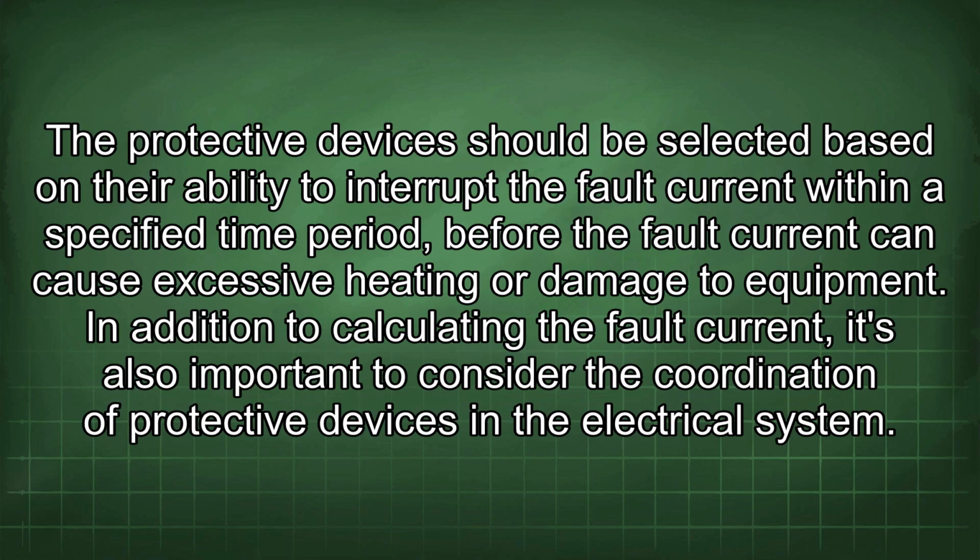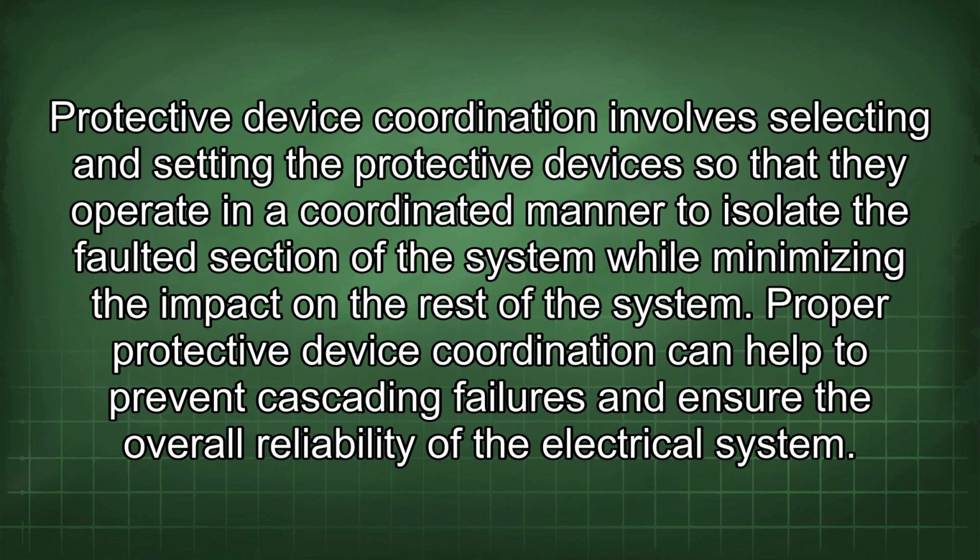In addition to calculating the fault current, it's also important to consider the coordination of protective devices in the electrical system. Protective device coordination involves selecting and setting the protective devices so that they operate in a coordinated manner to isolate the faulted section of the system while minimizing the impact on the rest of the system. Proper protective device coordination can help to prevent cascading failures and ensure the overall reliability of the electrical system.